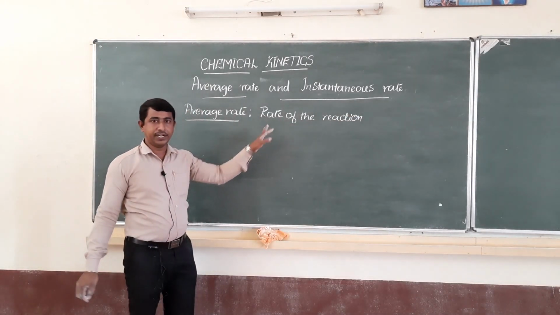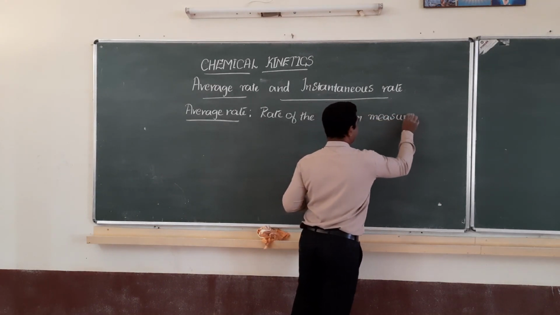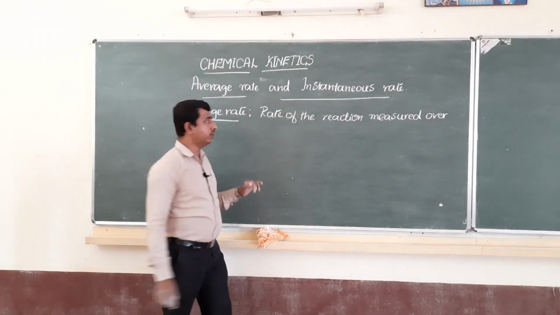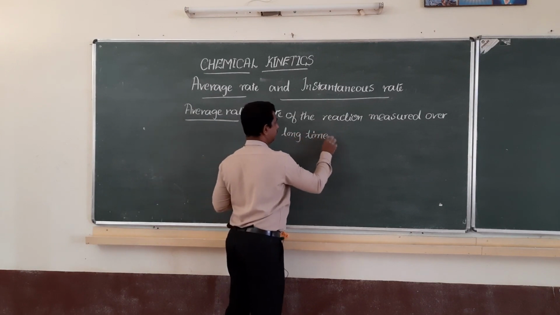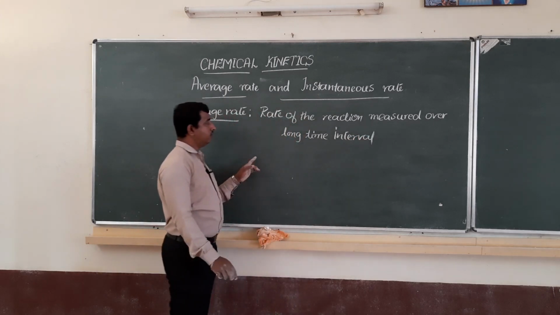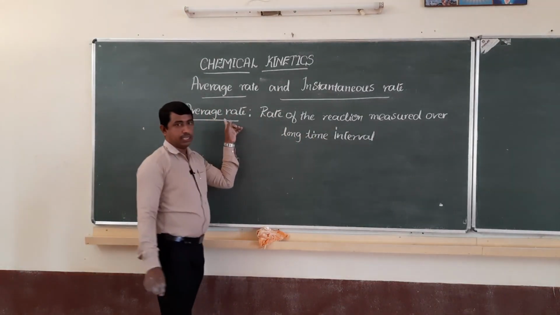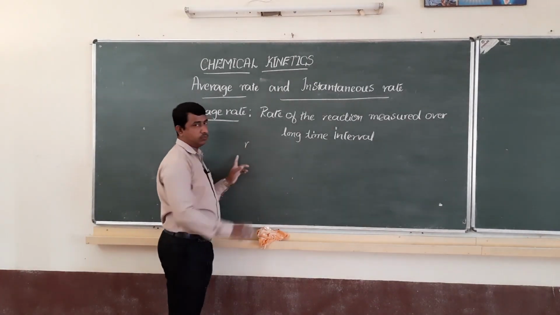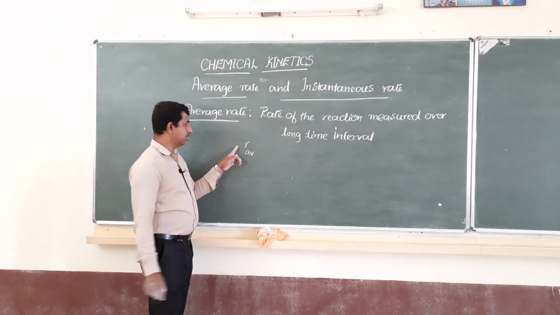Average rate means it is the rate of the reaction measured over a long time interval. This is called average rate. So average rate can be given like this. Small letter r means rate. Here I will write AV. AV means average. So this is average rate.